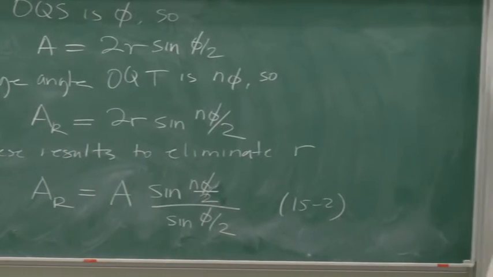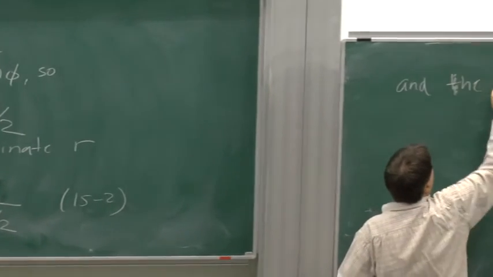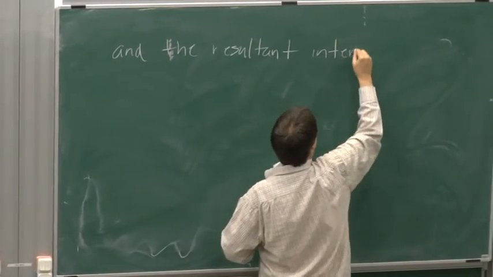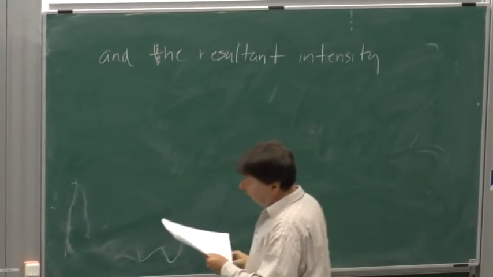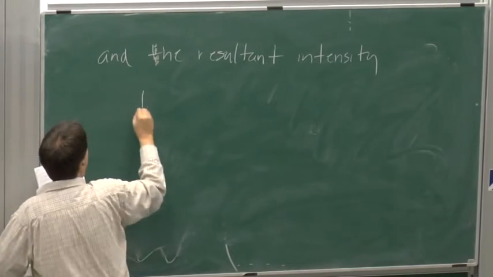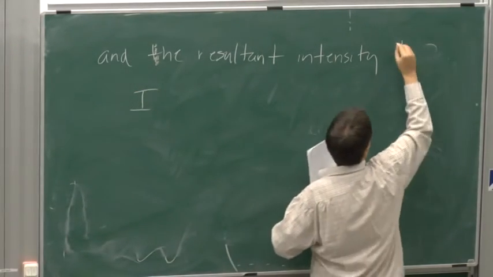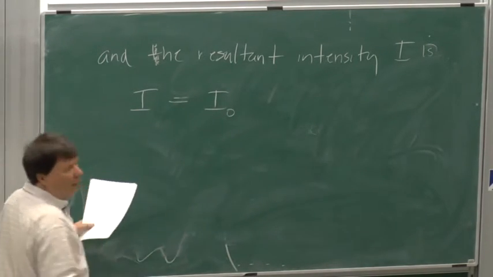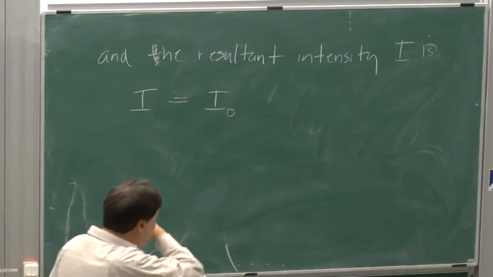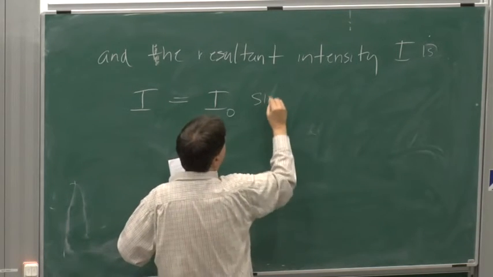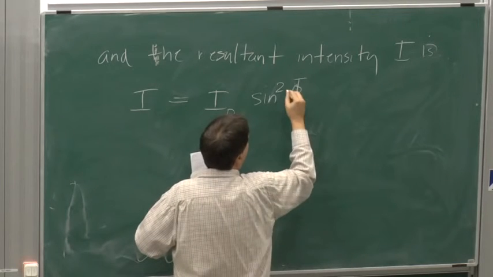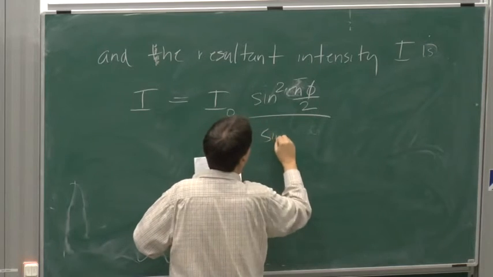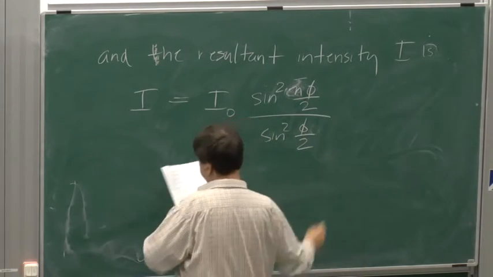So also remember the resultant intensity, because we're usually interested in the intensity or the irradiance of the light, is I. The resultant intensity I is equal to some I naught. That's A naught squared. We'll come back to absolute values of this later. What interests us now is this functional part: sine squared of n phi halves over sine squared of phi halves.